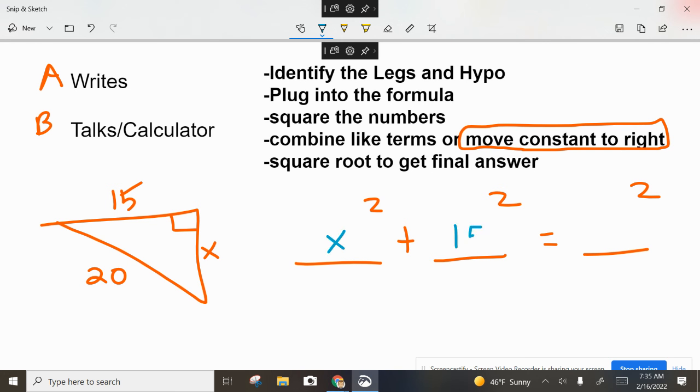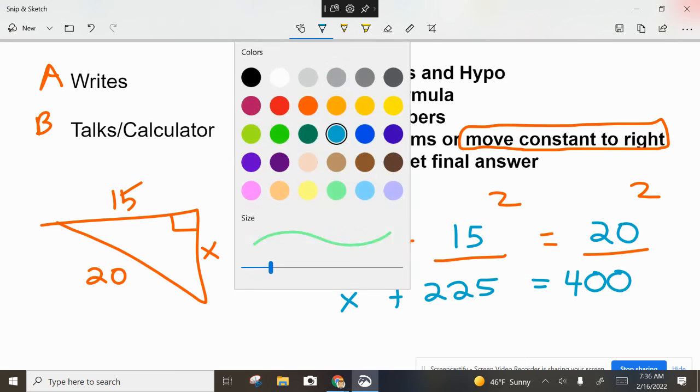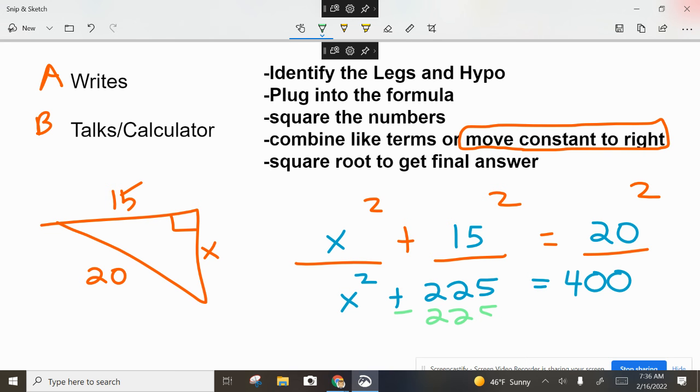x squared, 15 squared, 20 squared. Okay, I know x squared stays here. 225, I know that one by heart, and I know 20 times 20 is 400. All right, now I told you this step's going to come into play. You're going to move your constant to the right. So I'm going to subtract 225 from 400, okay? I'm going to get x squared equals, what's that going to be, 175? And that's not a perfect square, so we got to finish it.